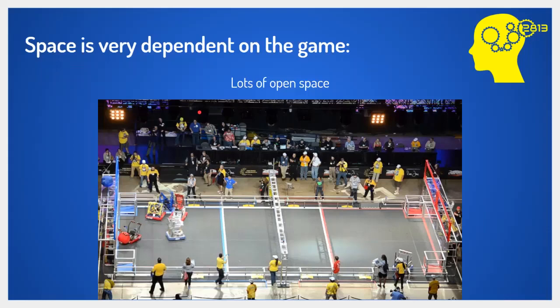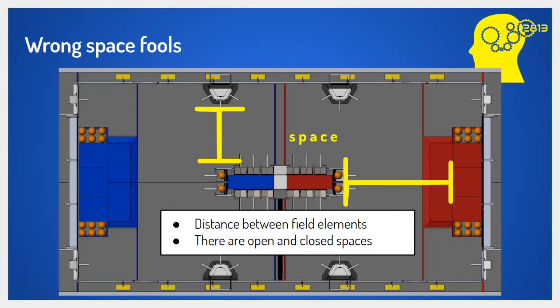And then here we have a game where basically the entire field is open. That's a really big space. And so you'll notice there's not really many field elements on this game. So this is just an example of a field where there's a lot of space, and here's one where there's not a lot of space. It really depends on the game.